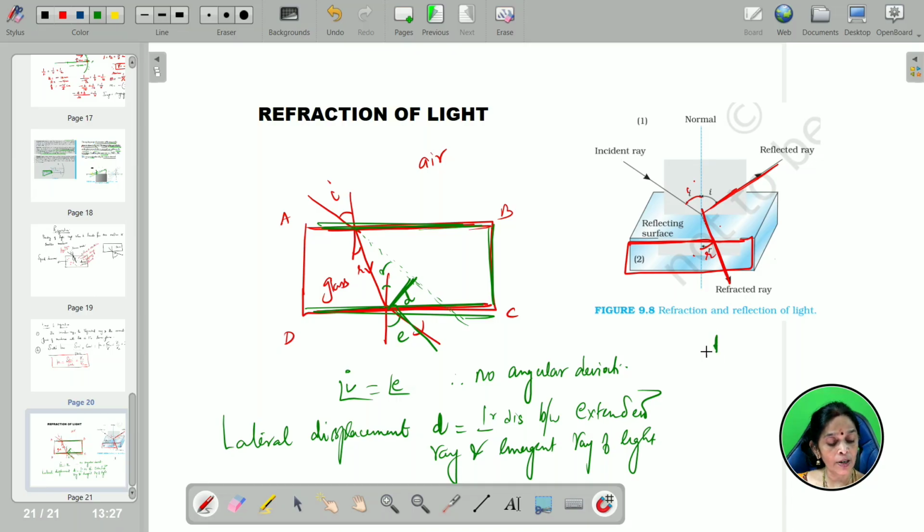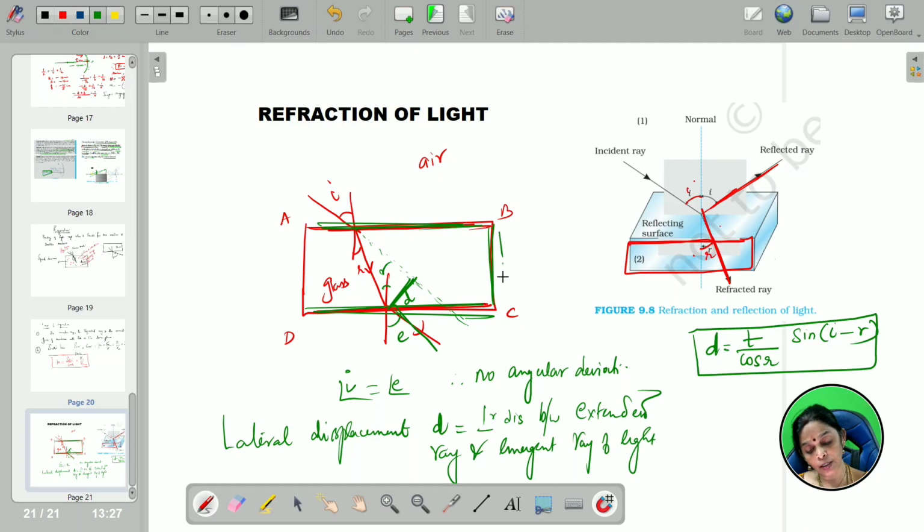So lateral displacement D is equal to T by cos r into sine of (i minus r). T by cos r into sine of (i minus r). This is lateral displacement, where T is nothing but the thickness of the glass slab.